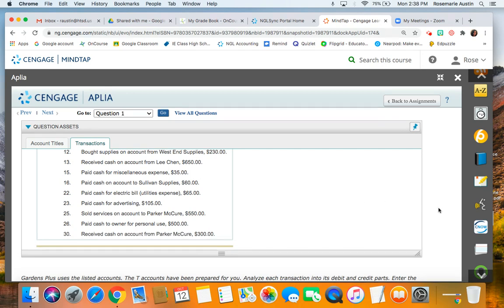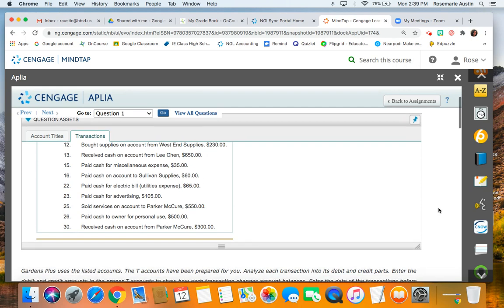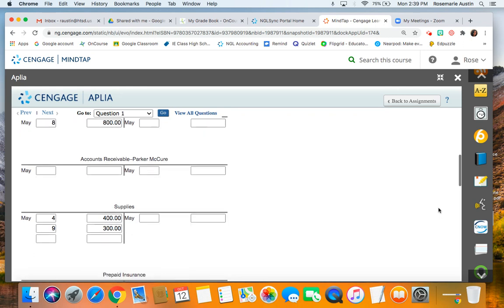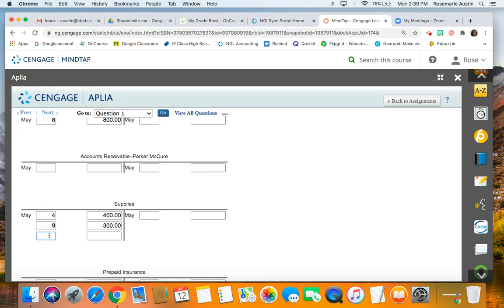So bought supplies on account from West End Supplies. Our two accounts there are supplies and West End Supplies, which is an account payable since we bought on account. So we're going to come down here to the supplies account first, because supplies is an asset that increases on the debit side. So that is going to be, let's see, what was it, $230? Yes, $230. So that's going to be a debit of $230.